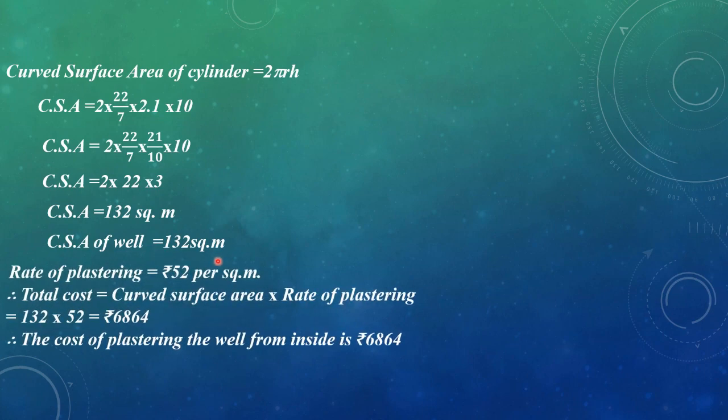Now, curved surface area of well is equal to 132 square meter. We will be finding the cost of plastering the well at the rate of rupees 52 per square meter. Therefore, total cost is equal to curved surface area multiplied by rate of plastering, and that is equal to 132 multiplied by 52, that is equal to rupees 6,864. Therefore, the total cost of plastering the well from inside is rupees 6,864.